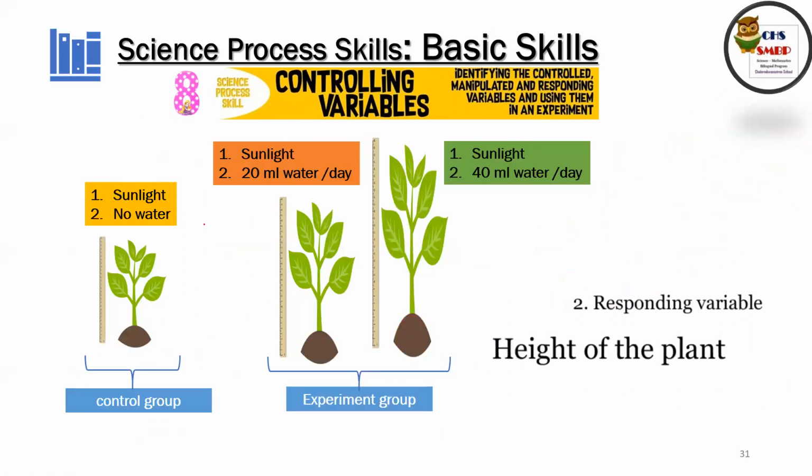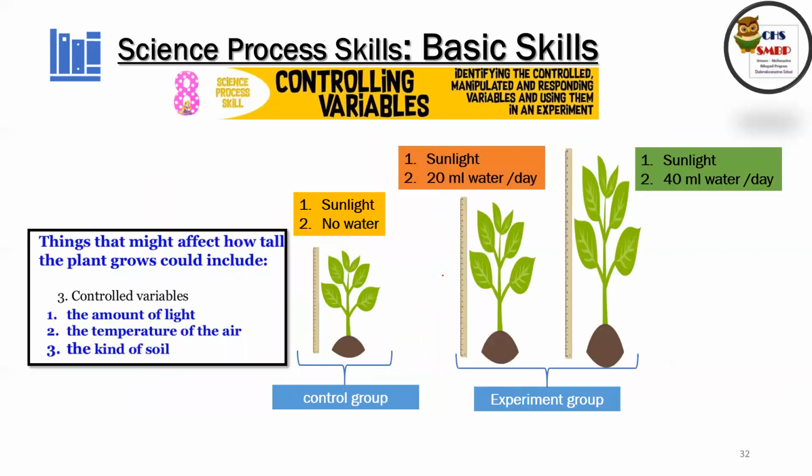Next, if you look at this picture, you see sunlight. So it's constant, right? We do not change the sunlight. And then no water, 20 milliliters of water per day, 40 milliliters of water per day. The amount of water is the manipulated variable. Now you would like to check the growth, right? Based on different amounts of water, you get different heights, different growth in 3 plants. So height will be the responding variable. I hope this helps you understand.